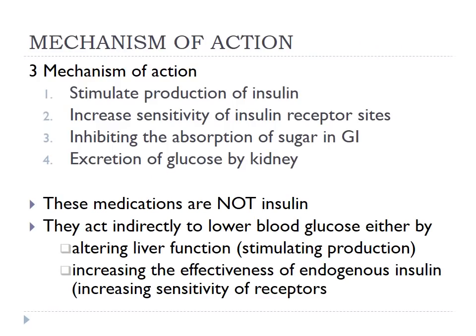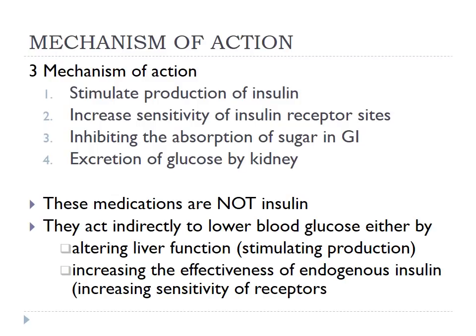So, the mechanism of action: generally all of these sulfonylureas or non-sulfonylureas will stimulate production of insulin. They will increase the sensitivity of the insulin receptors. I talked about those, the two main biggies. Or the other thing these drugs can do is inhibit the absorption of sugar in the GI tract, or they can promote the excretion of glucose through your kidneys.